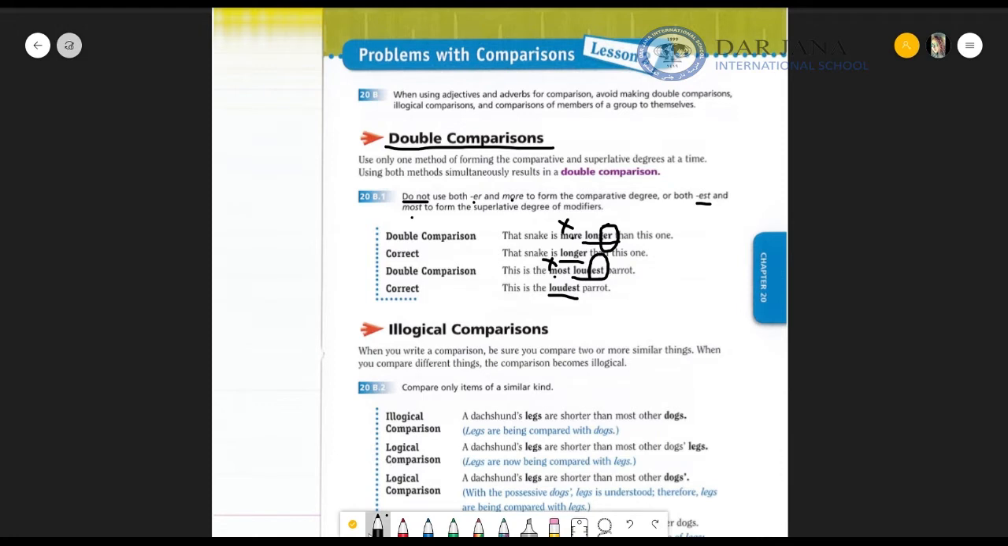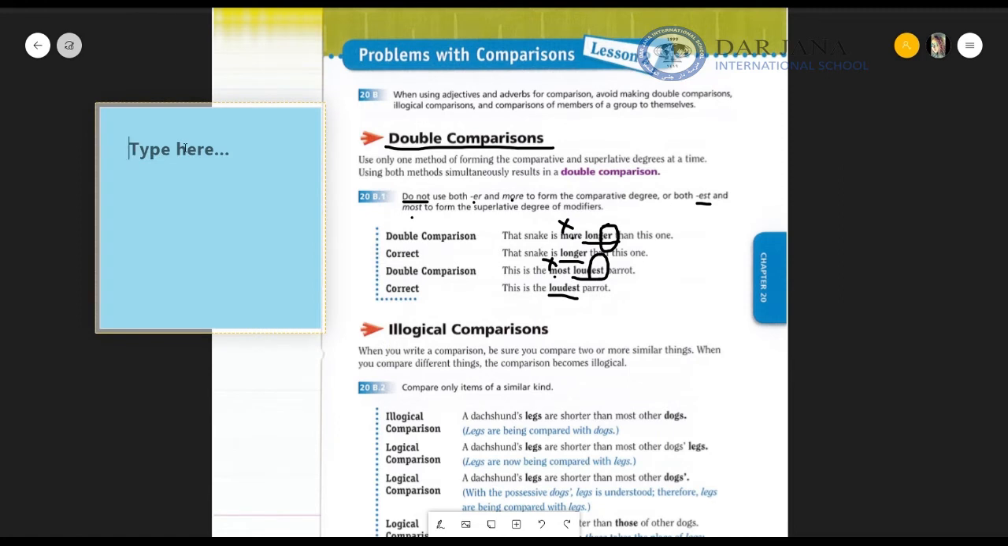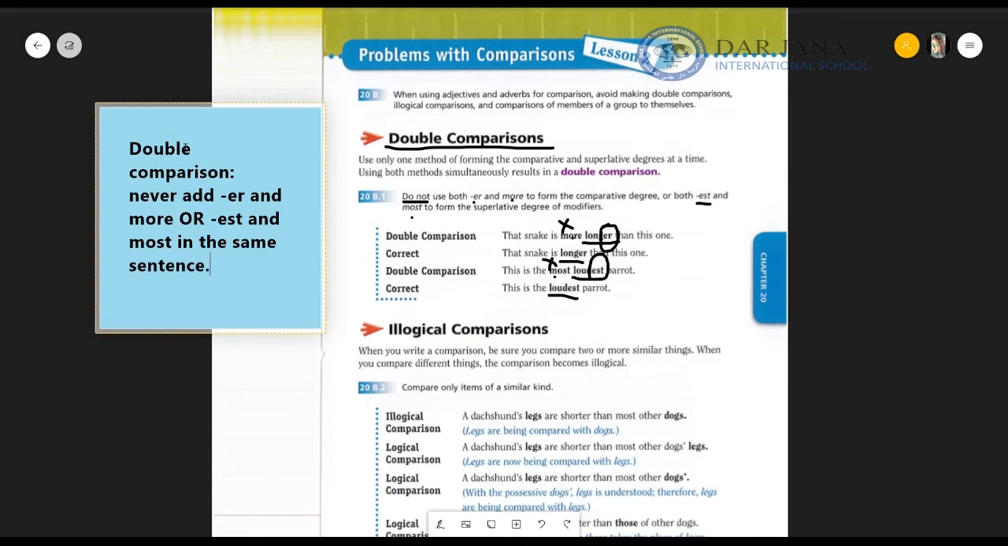So again, double comparisons are a common mistake that people, maybe while writing, do not pay attention to. So now it's easily spotted. Never add ER and more or EST and most in the same sentence, because this will create a double comparison, which makes it an incorrect statement.